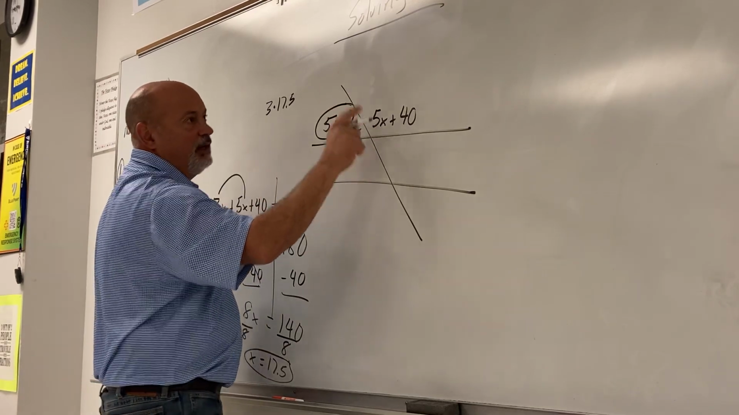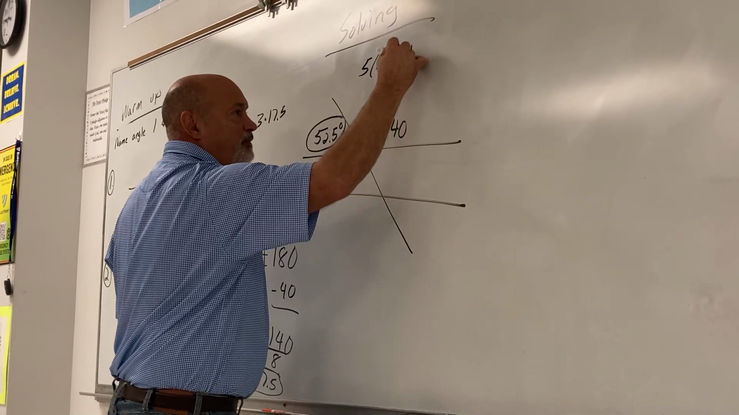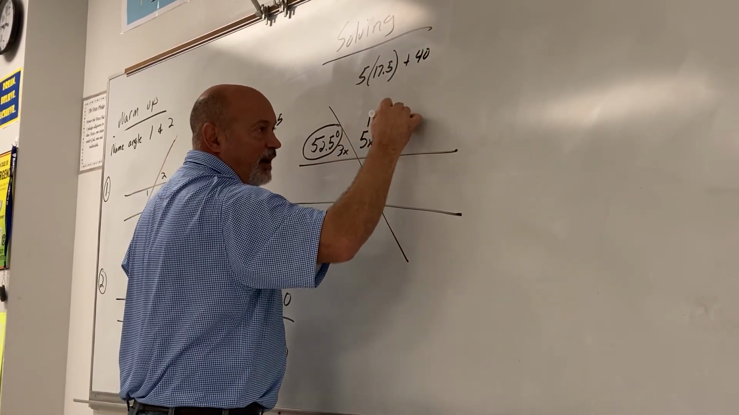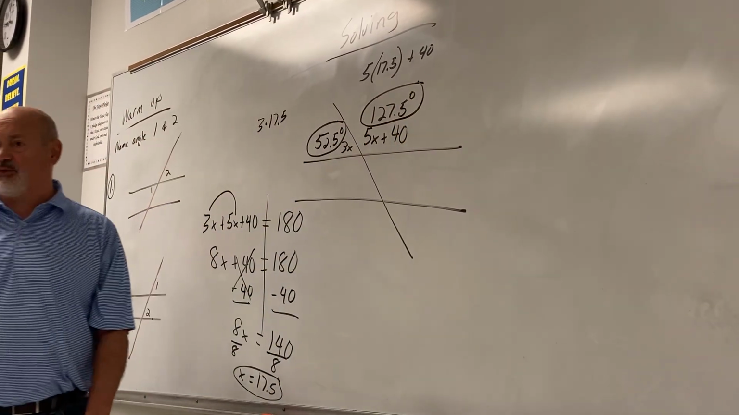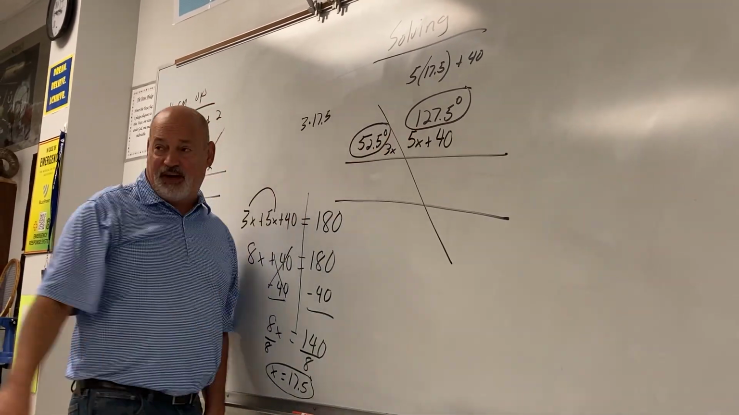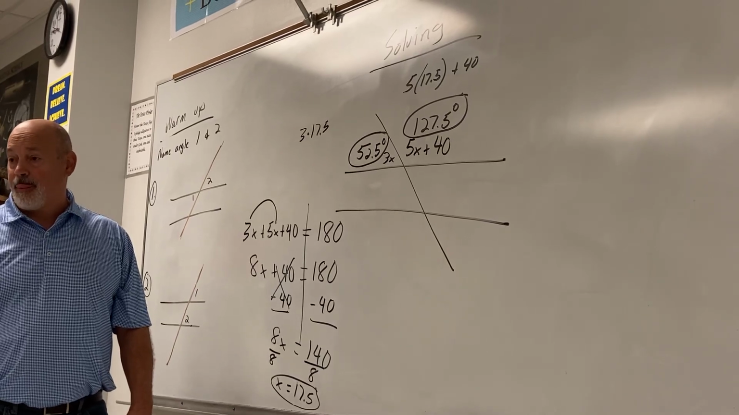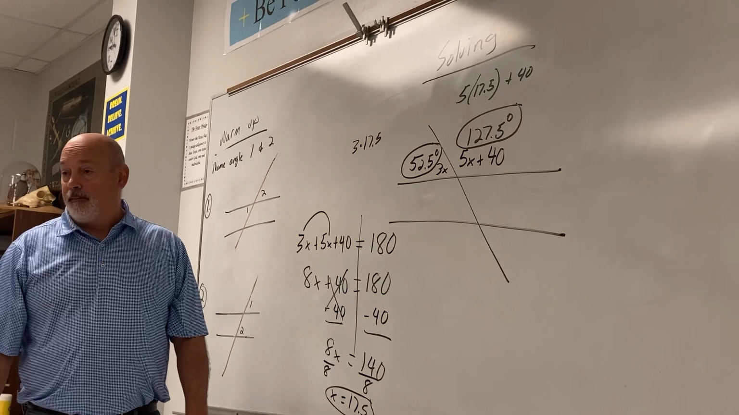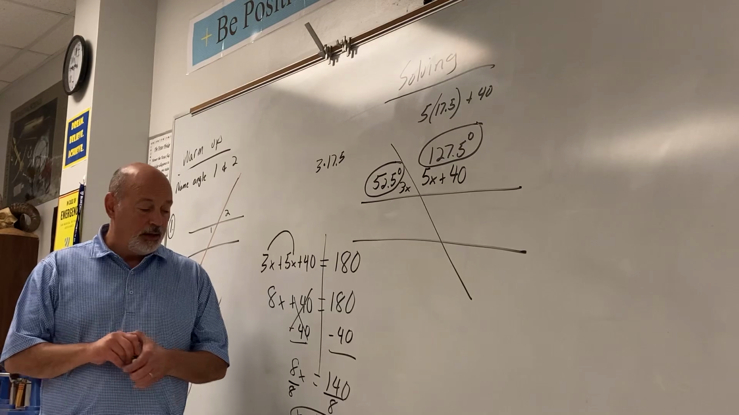And then let's plug it in here. What's 5 times 17.5? 87.5. Plus 40. 127.5 degrees. Now let's double check ourselves and make sure we didn't screw this up. What's 127.5 plus 52.5? It better be 180 or we messed it up. Is it 180? Okay, then we're looking good on this one. Questions? All right, let's do another one.